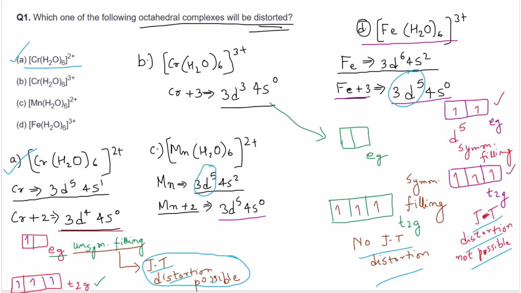It's not a very tough question, it's an easy one. You just have to know the concept, the valence electronic configuration, how to fill these electrons in the respective t2g and eg orbitals, and the criteria of symmetric and asymmetric filling. I hope this explanation is clear to you and helpful. Thank you so much.